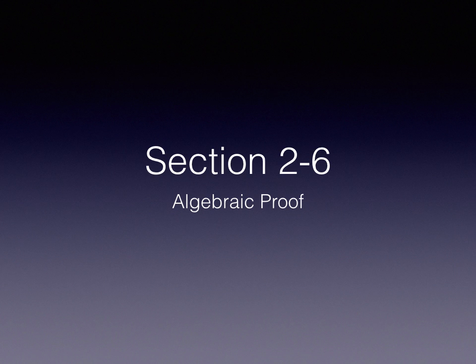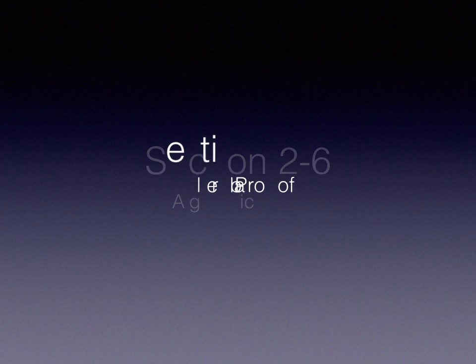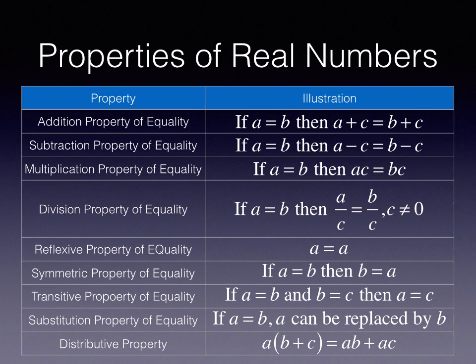Alright, ladies and gentlemen, we're going to be discussing algebraic proof in section 2.6. Now, typically the way we start talking about algebraic proof is by listing properties that you have seen before. Every one of these properties was discussed probably in a pre-algebra environment in middle school, and also possibly in your Algebra 1 class. So the first four, the addition, subtraction, multiplication, and division properties of equalities, this is what we use in our everyday equation solving.